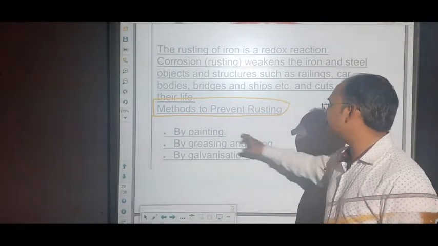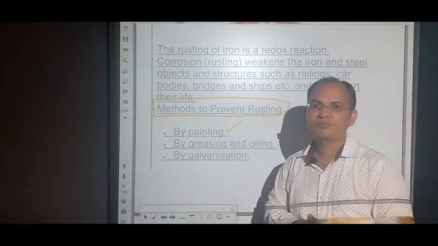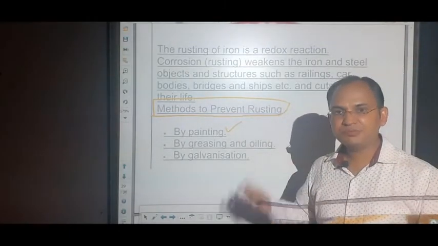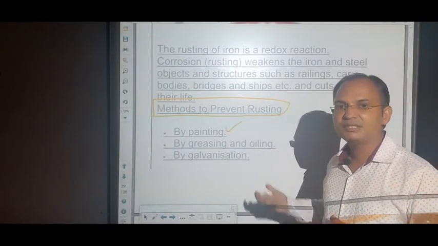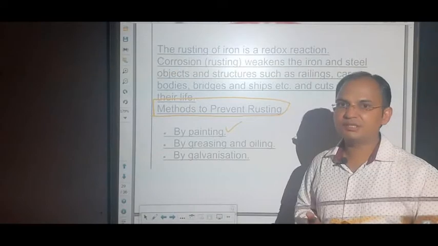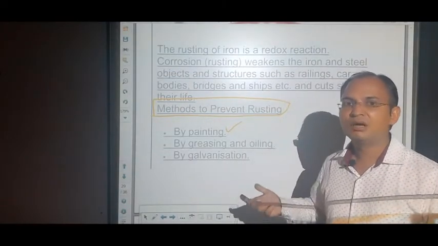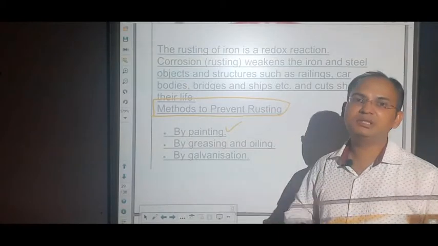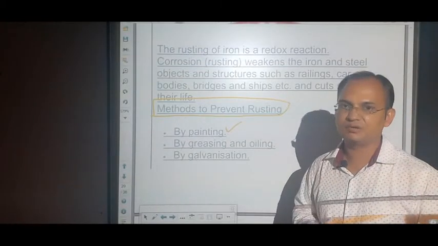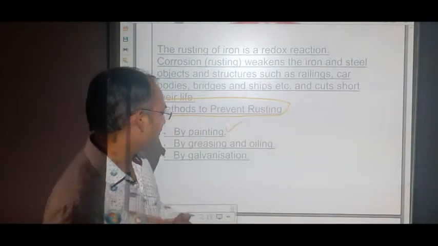The second thing, students, is greasing and oiling. Greasing and oiling is also an important method to protect the iron from corrosion or rusting, because applying oil or grease also cuts down the contact of the surface from the environment. So no oxidation reaction takes place.